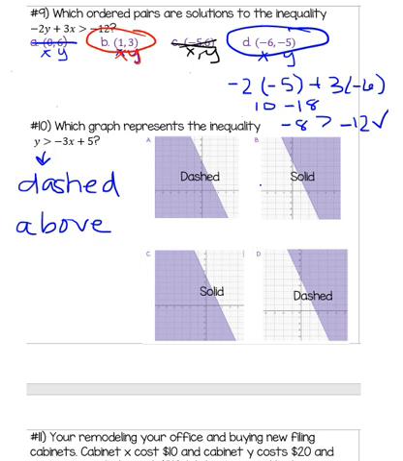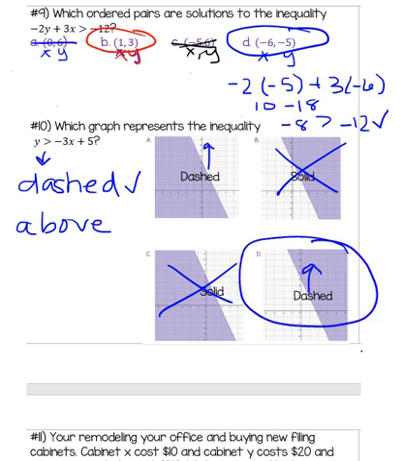Okay, so I know right away I can eliminate choice B and C because those are both solid lines and I need a dashed line. And I also know that since it's greater than, I need to shade above. So from that line, if I draw my arrow up, I need to have my shaded region above that, and that would be choice D.